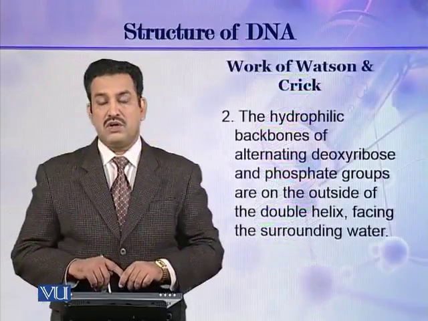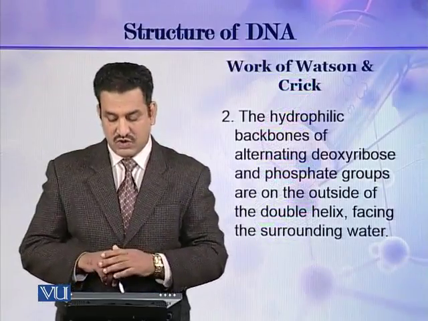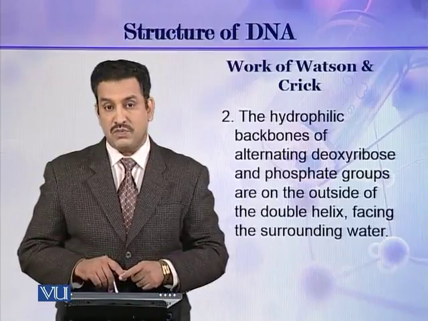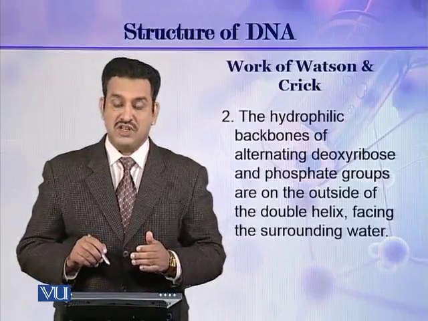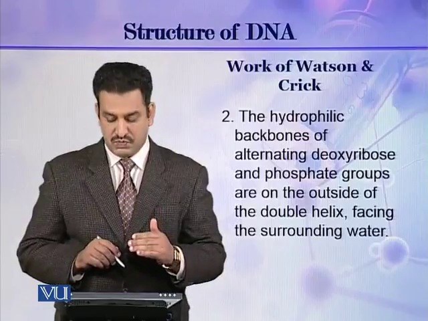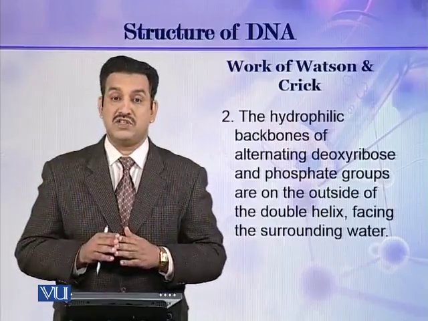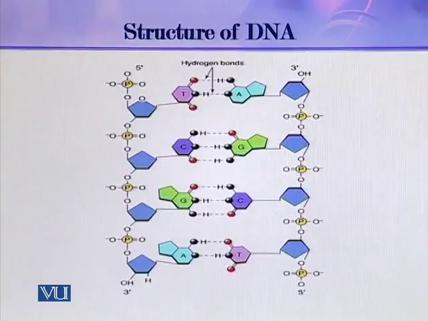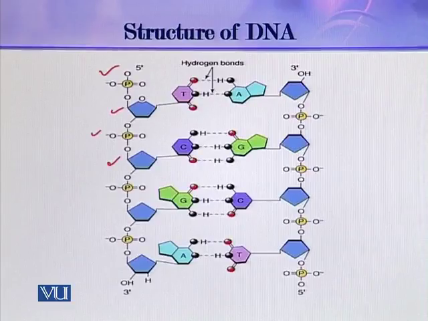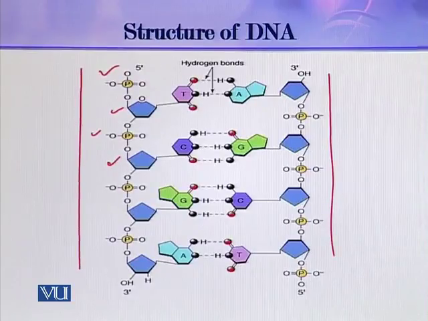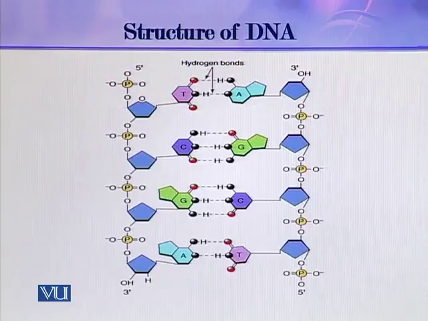The second important point given by Watson and Crick was that the hydrophilic backbones of the alternating deoxyribose and phosphate groups are on the outside of the double helix and face the surrounding water. You can see in this picture, these are the alternating phosphate and pentose. Phosphate and pentose lie on the outside of this double helix, while the bases stack inside the structure, inside the duplex.